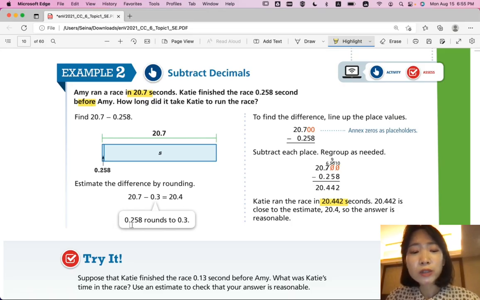Now, 0.258, when we estimate that, we need to think about compatible numbers. So mentally, what are easy numbers that you can subtract? 20.7 and 0.3 makes sense. So usually for decimals, you can round to the tenths place.